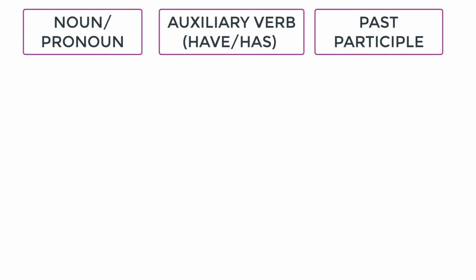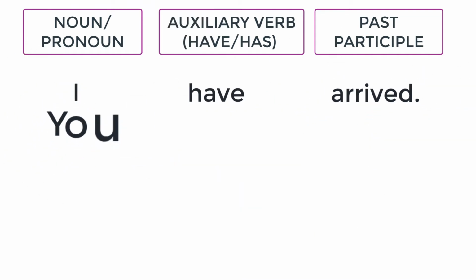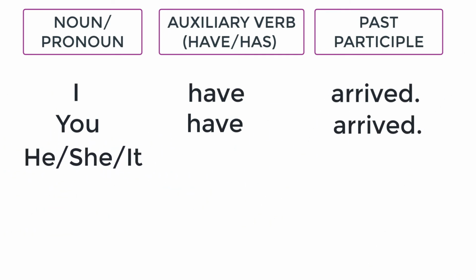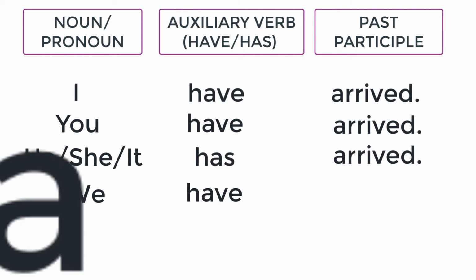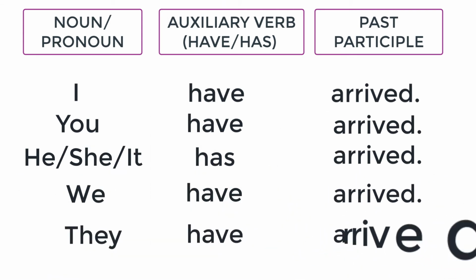To make the present perfect with the pronoun I, we would say, I have arrived. With the pronoun you, you have arrived. With the pronoun he, she, or it, he has arrived, she has arrived, it has arrived. With the pronoun we, we have arrived. And with the pronoun they, they have arrived.